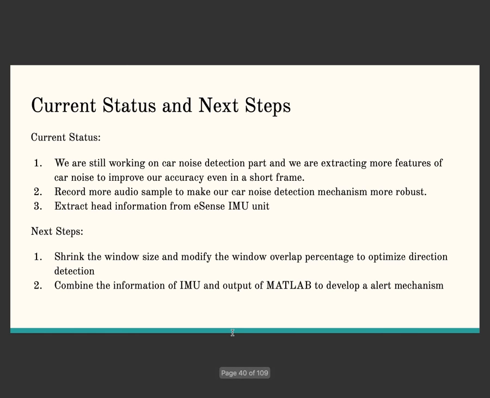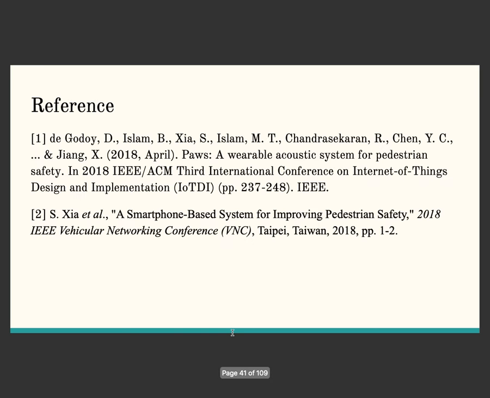So basically, our current status is that we have already finished the hardware setup, and we have finished the noise detection and a very early phase of the direction detection. The next step will be focusing on the IMU information extraction, and changing some parameters of our signal processing part, like shrinking the window size and modifying the window overlap percentage to optimize the direction detection. And that's our project.